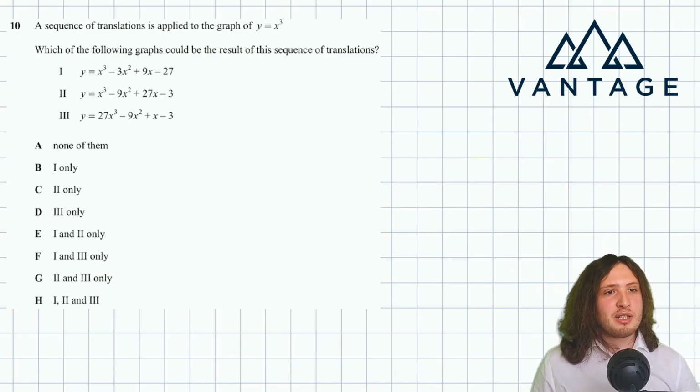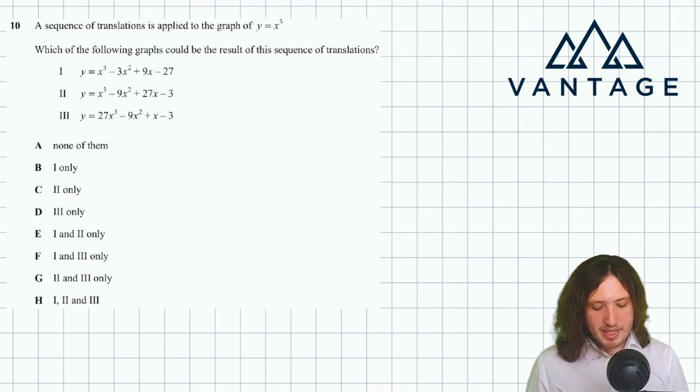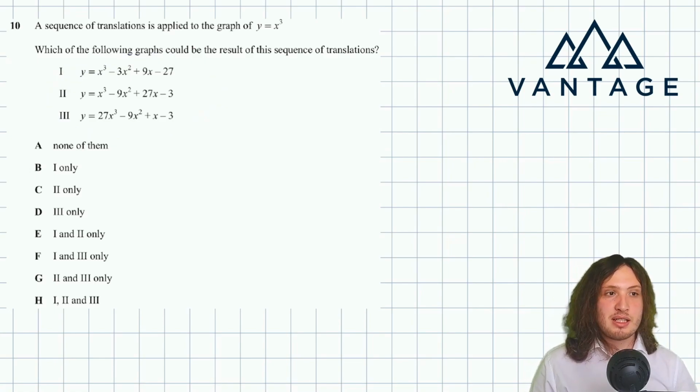In this question, we're told a sequence of translations, just translating left, down, up, right, sliding the graph along, is applied to x cubed, and we need to decide which of the following graphs could be the result of this sequence of translations.